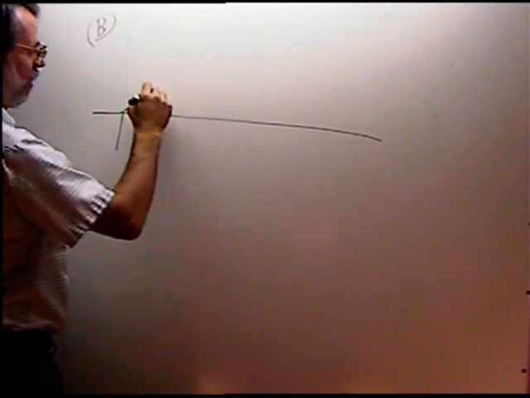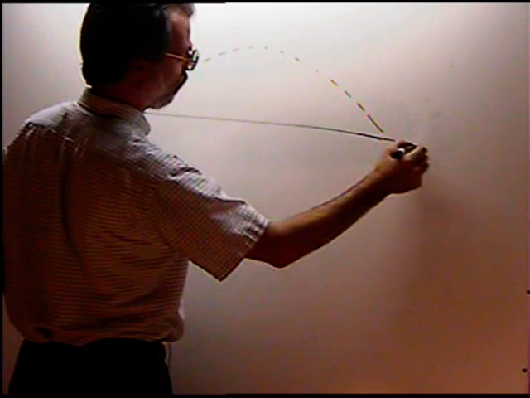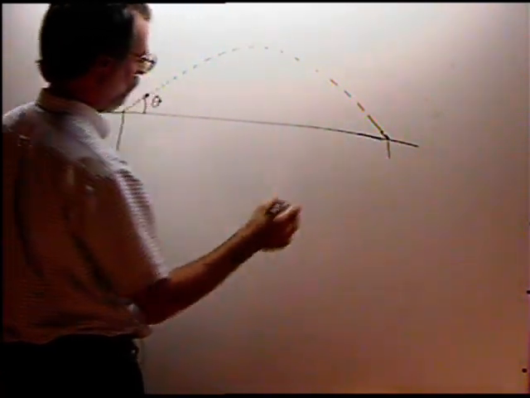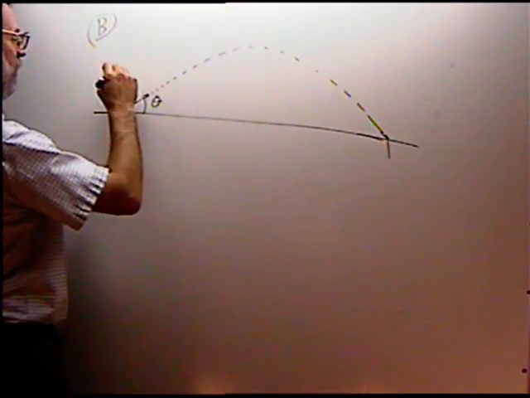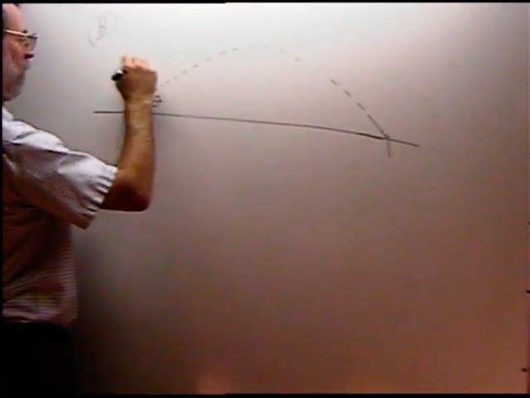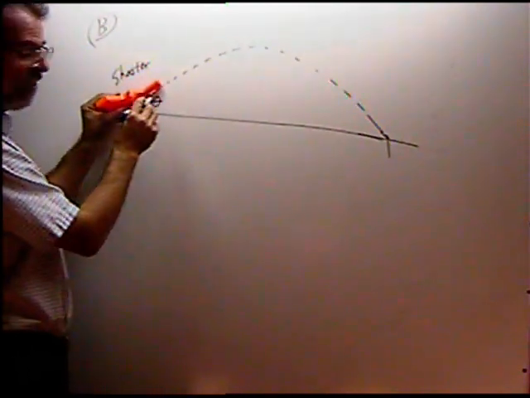Measure from where it starts out. Essentially, this is the range to where it lands. So basically we need to have a shooter. The shooter orients this at just the right angle.